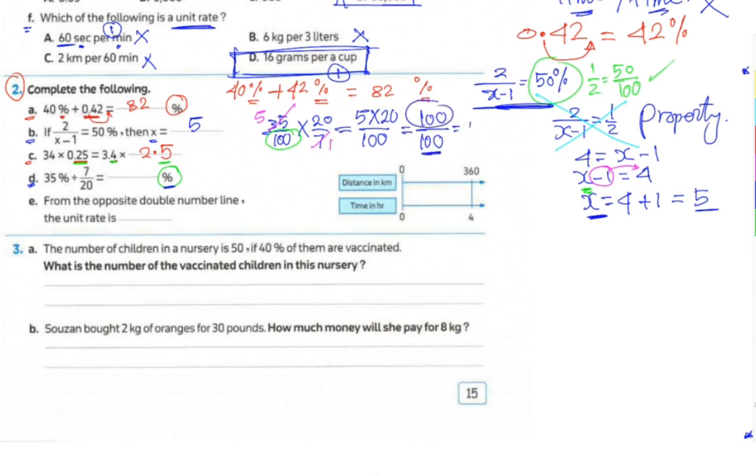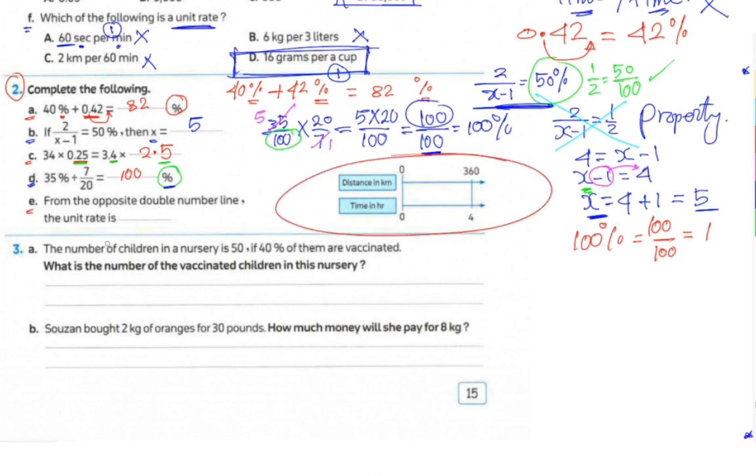So, what here? 100 percent. That's 100%. What's the meaning of 100%? Don't forget that 100% equals 100 over 100, and that equals 1. That's the whole group or whole number. Okay, now we have here 100%. Next, point E. From the opposite double number line, we have here a double number line.